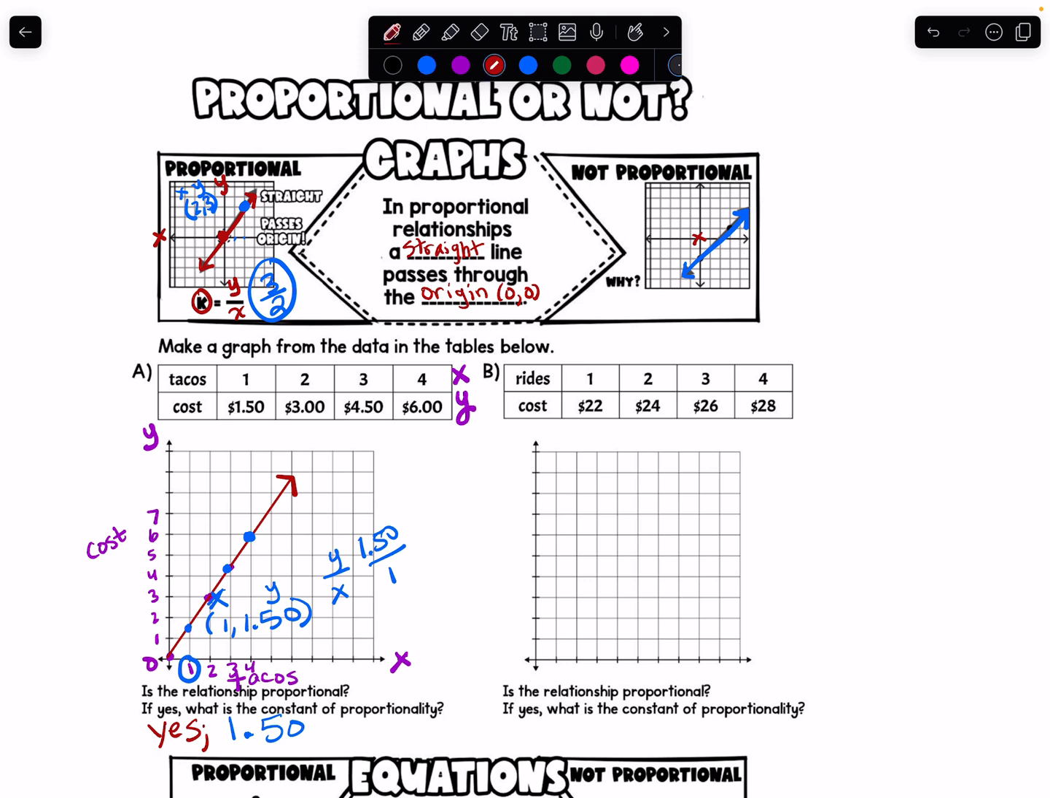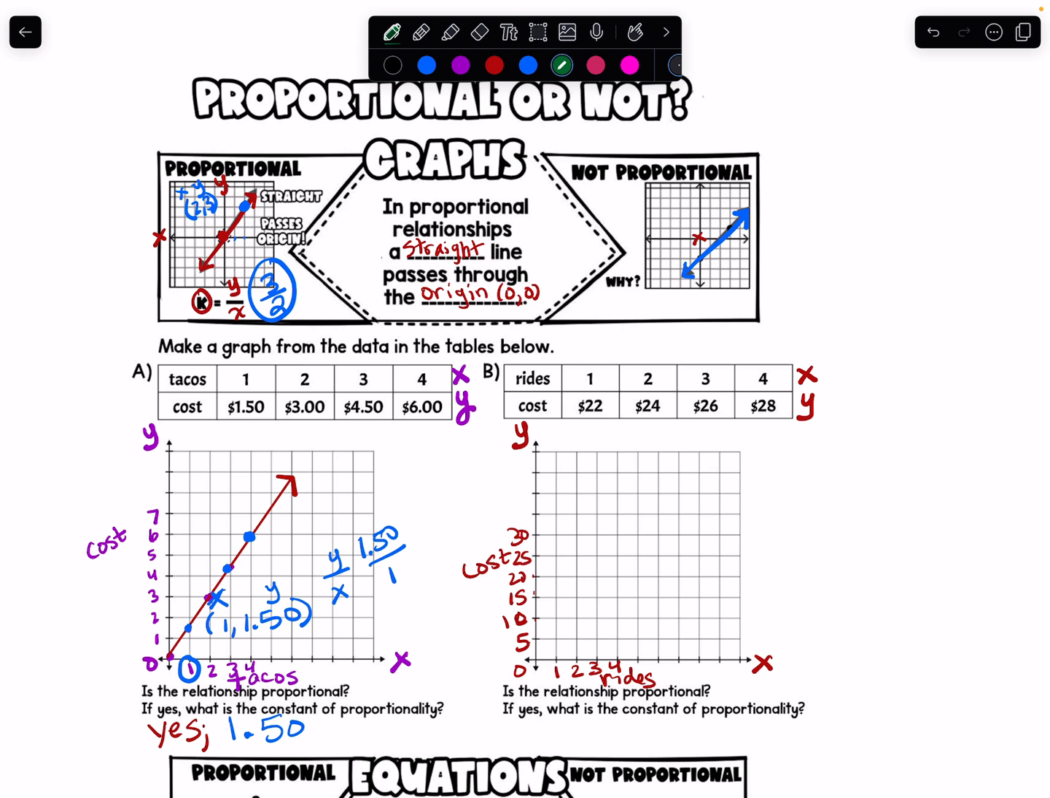All right, let's try the rides. Remember, the first set is x, the second set is y. Whether it's a horizontal or a vertical table, the first set is always x. This is always the x-axis. This is always the y-axis. So this is going to be rides down here and cost over here. My rides are going to be 1, 2, 3, 4 for my table. Then I've got to go up to $28. What do I have? 1, 2, 3, 4. I better count by 5. So 5, and then 10, 15, 20, 25, $30.